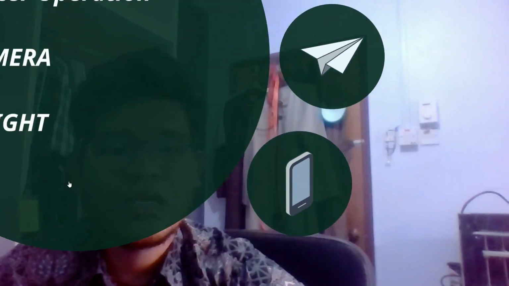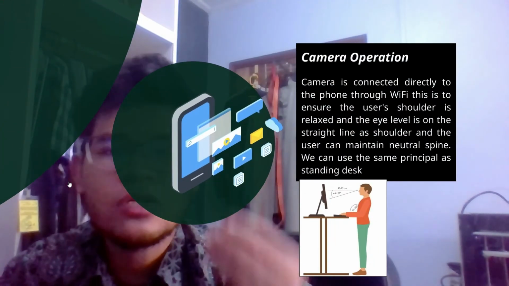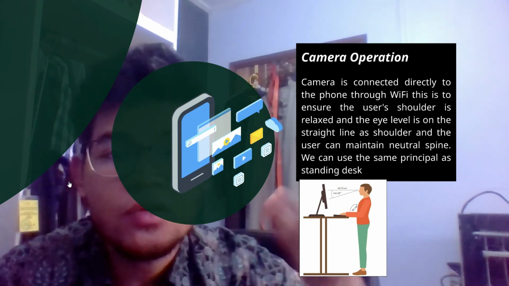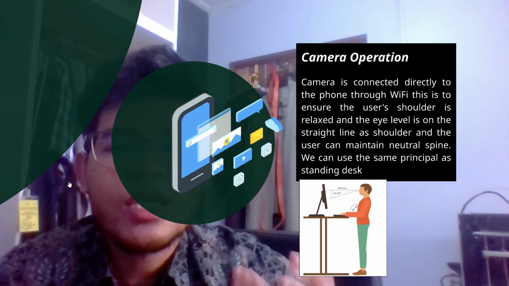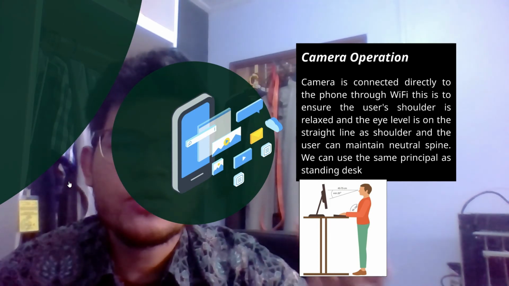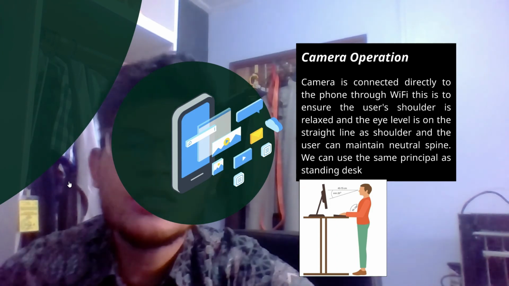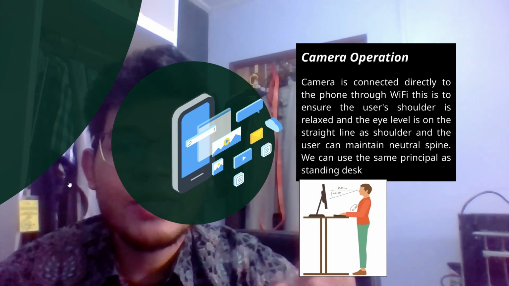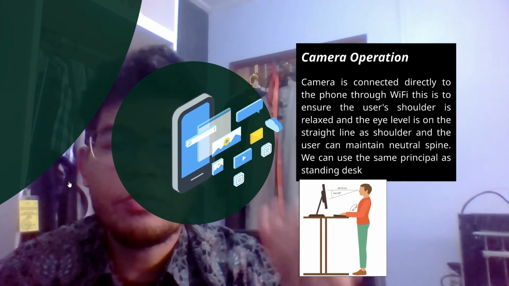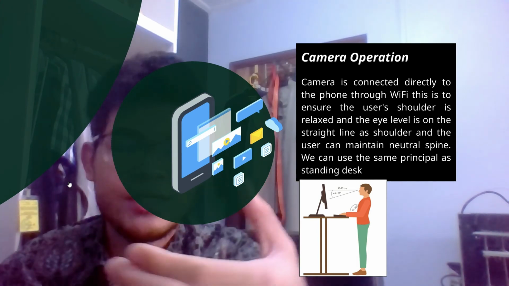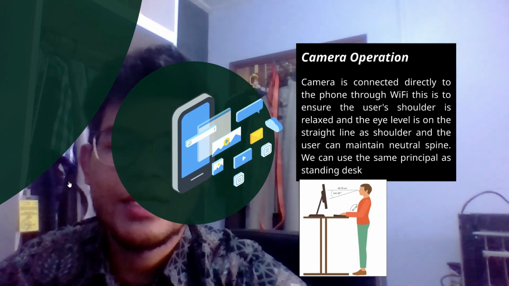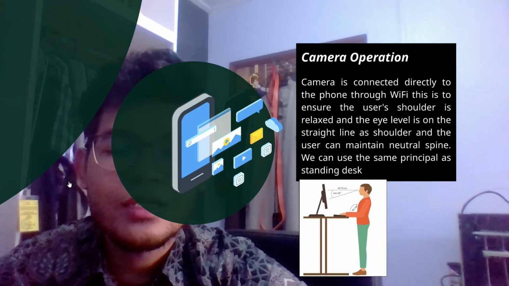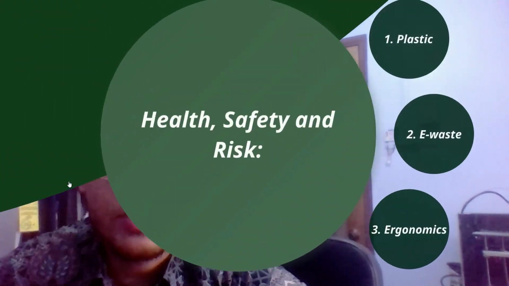Alright, so let's take a look at the camera operation. The function of our camera is to use it as a viewfinder for the fruit. When the camera is connected to the phone, users just have to look at the phone to find the fruit. We can use the same principle as a standing desk, where the head and spine must be straight. The user can maintain a neutral spine when looking at the phone compared to looking upwards, like this. Okay? Alright, I think that's all from me. Thank you for listening. Assalamualaikum warahmatullahi wabarakatuh.